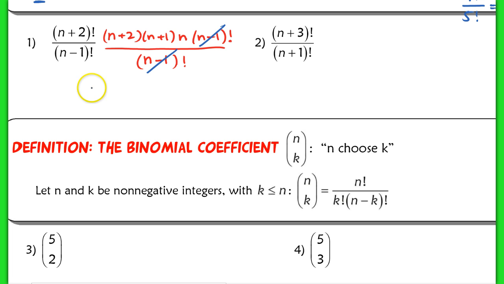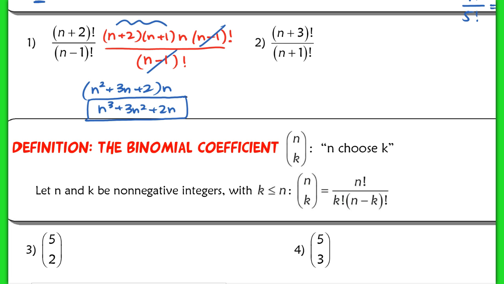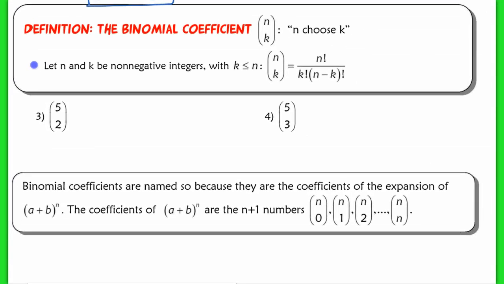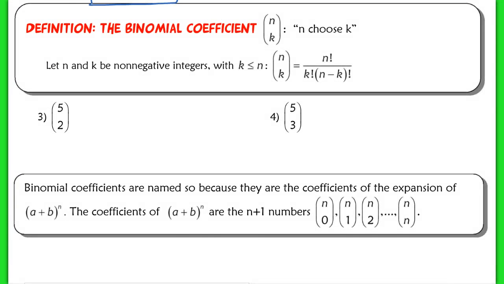So if I were to find this product here, I have n squared plus 3n plus 2 multiplied by another n, right? I just found the product of these two binomials. And I'm left with n cubed plus 3n squared plus 2n. So that would be how I would simplify this factorial. I'd like you guys to try number 2 on your own, and then you can check with the key. And then we're going to get into the definition of the binomial coefficient in just a second.